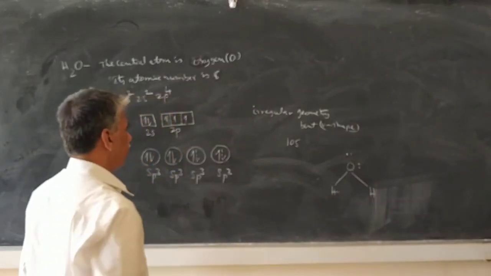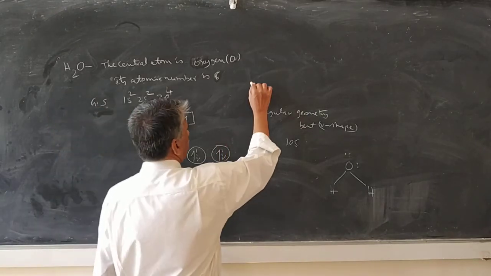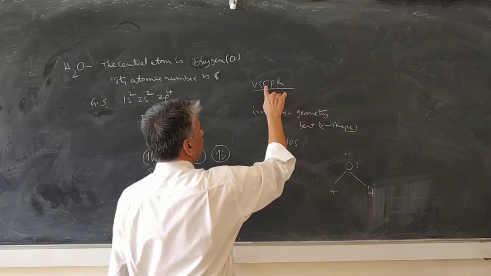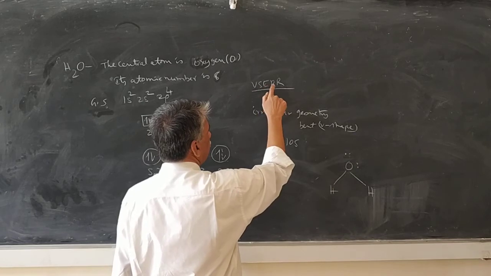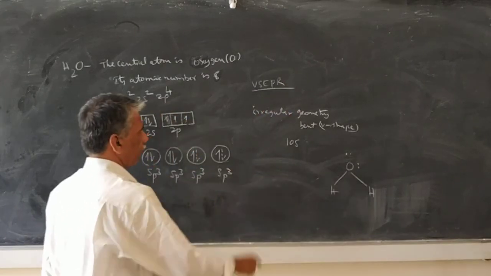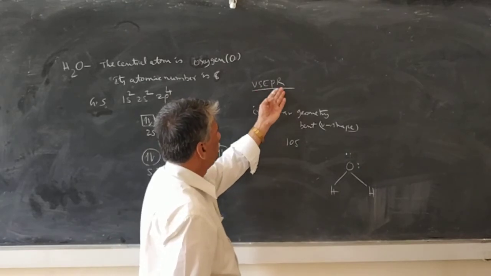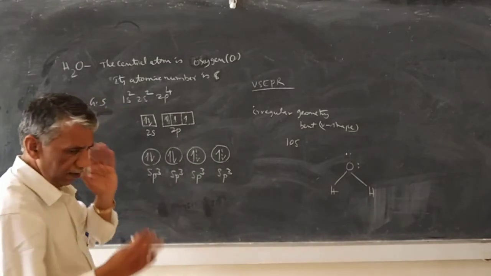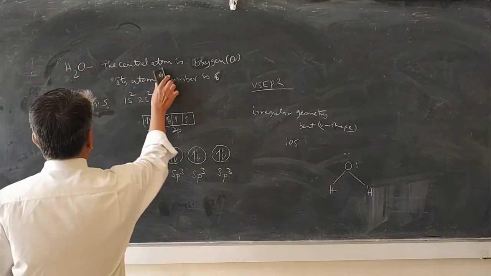And all these things can be explained on the basis of VSEPR theory, valence shell electron pair repulsion theory. So these things are explained on the basis of VSEPR theory. So this is a brief about the hybridization of molecules.